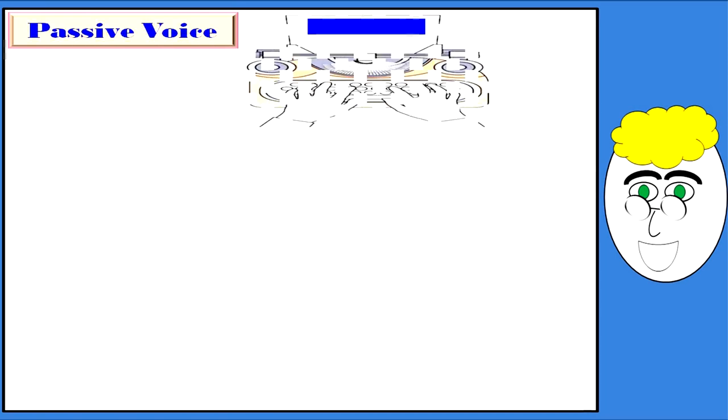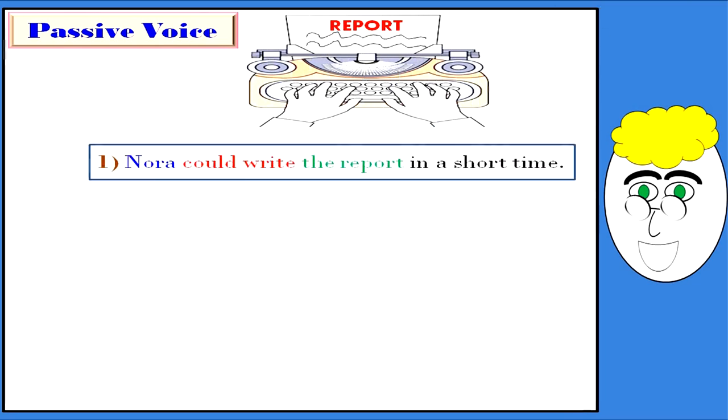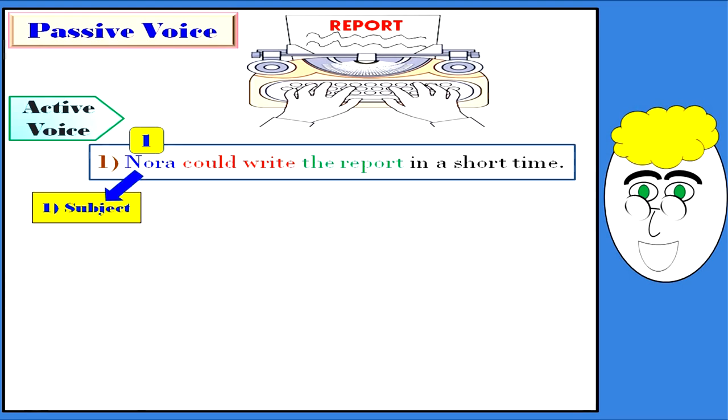Nora could write the report in a short time. This sentence again is in the active voice. And as I said before with the first example, we can have 3 to 4 parts in a sentence in the active voice. Here, again, we have 4 parts. Part number 1 is Nora, and it is the subject of the sentence. Part number 2 is could write.